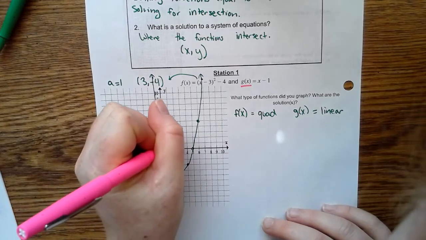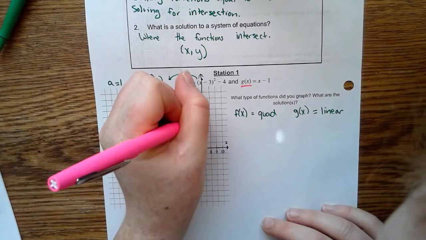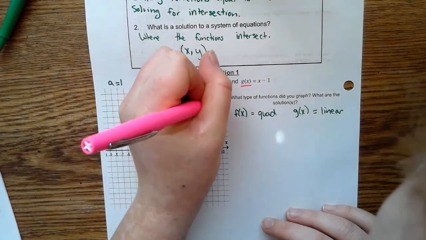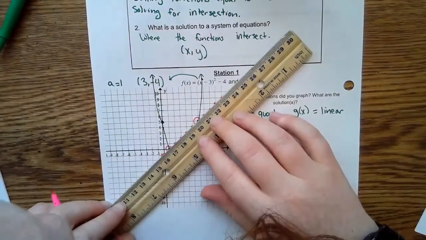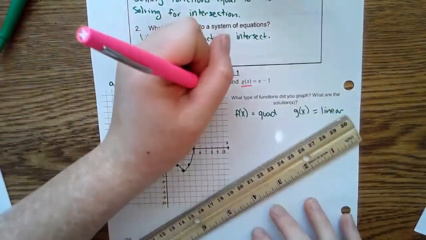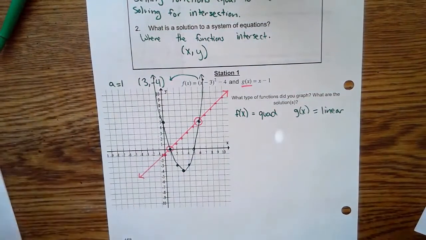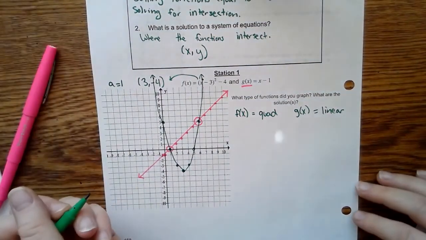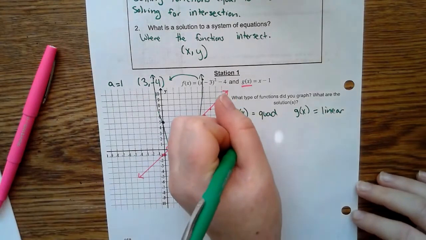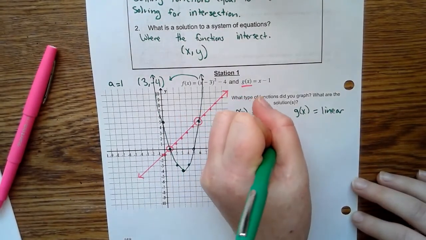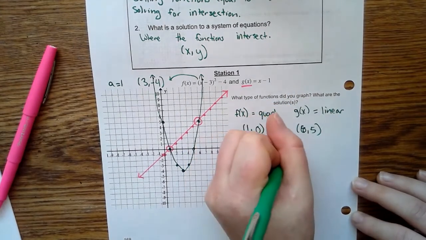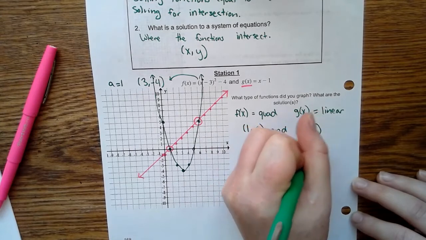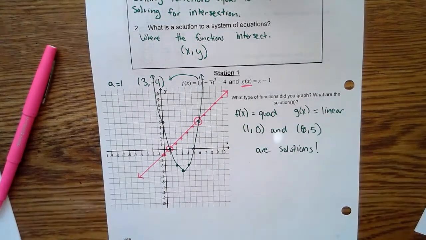There's an intersection. And there is another. Grab my ruler. So they cross at, what is that, (1, 0) and (6, 5). (1, 0) and (6, 5) are solutions. Okay, check that one out. Pause if you need to. Let's go to the next one.